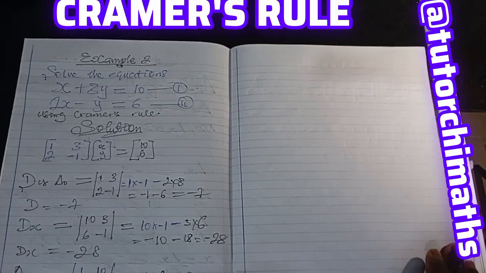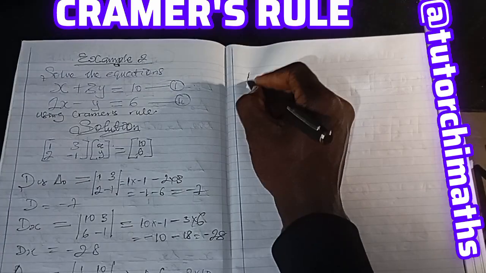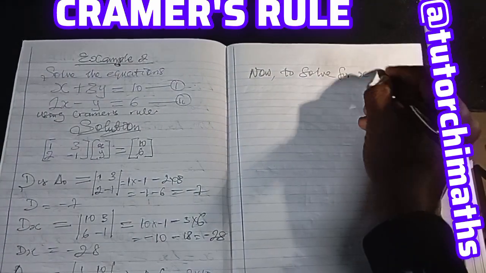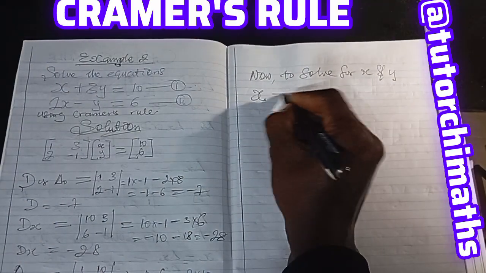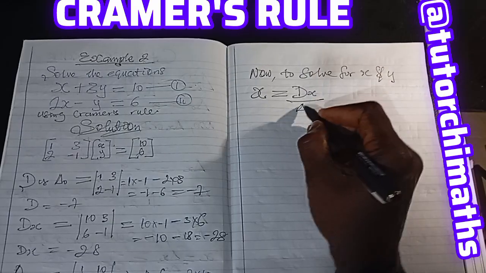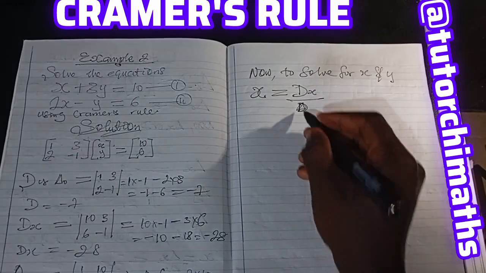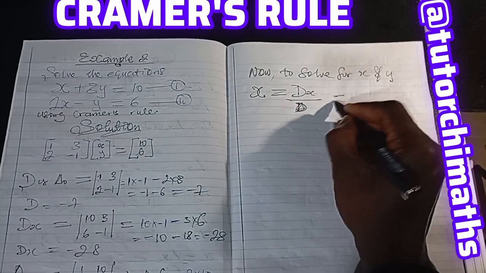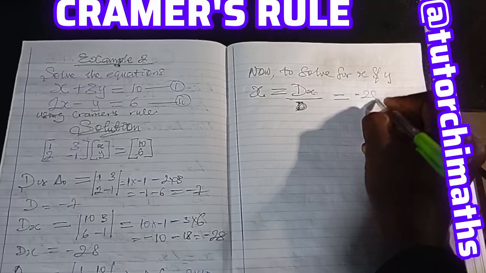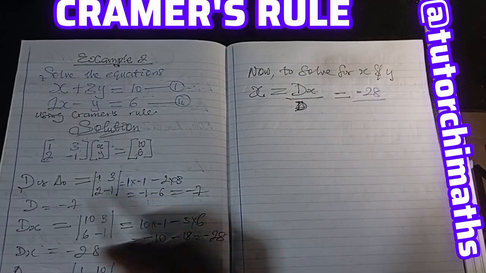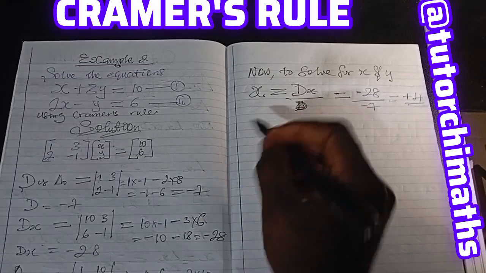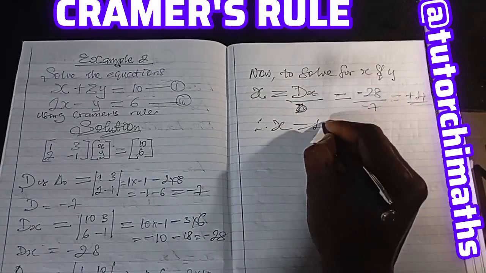Now to solve for x and y, x is equal to dx divided by d. So which is our dx here. Dx is minus 28 divided by our d. D here is minus 7. This will give us positive 4. So you can write, therefore, x is equals to 4.